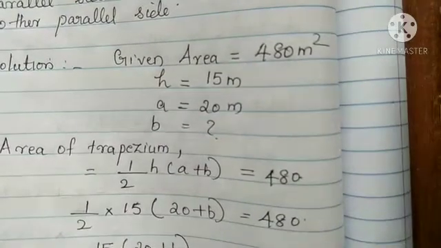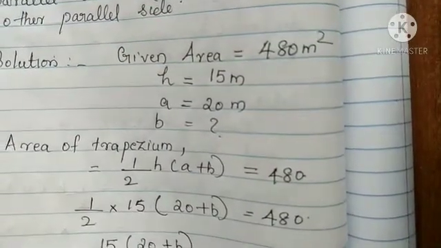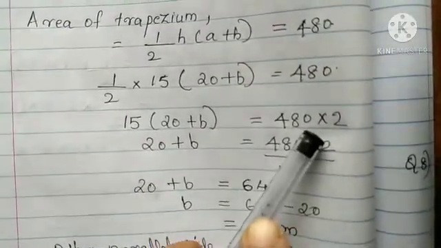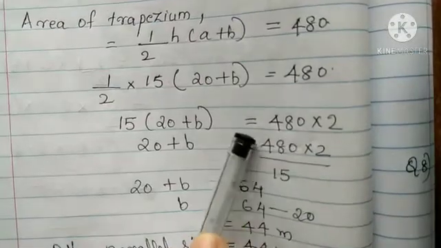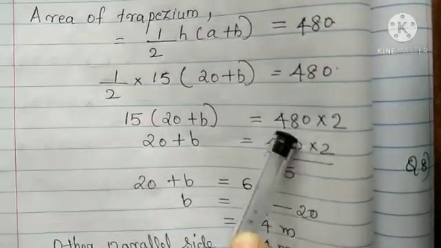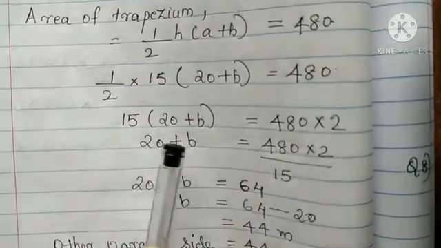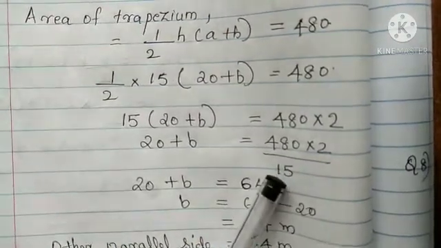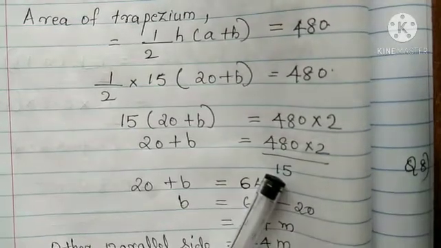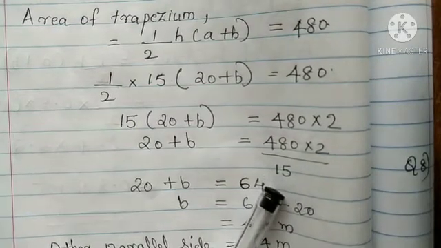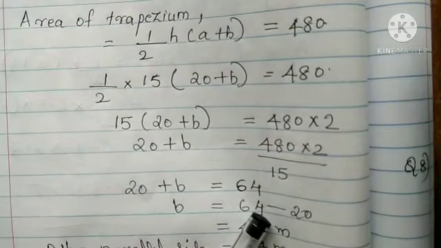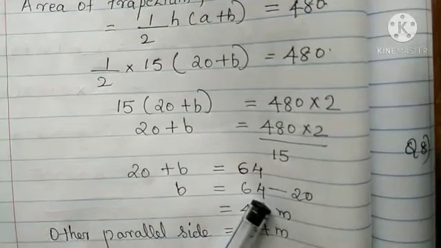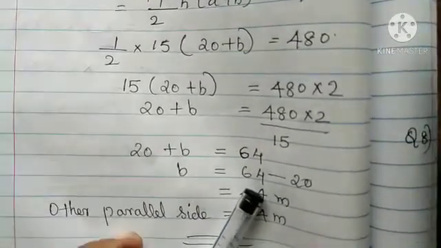This division by 2 we can transpose to RHS, then we will get into 2. So 15 into 20 plus b equals 480 into 2. Again, the 15 we can transpose to division, then 20 plus b is equal to 480 into 2 by 15. So 20 plus b after calculation is equal to 64. B is equal to 64 minus 20, that is 44 meter.